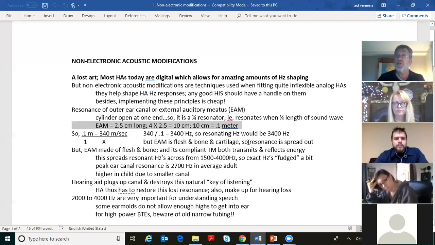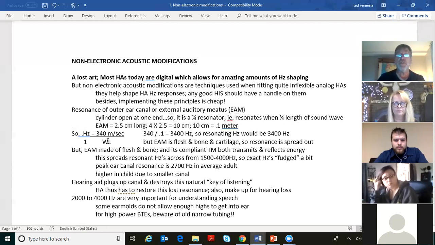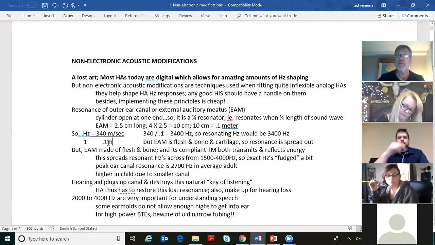Frequency is speed of sound divided by wavelength. So you could take this formula here and flip it around. You could just say this. Frequency equals speed of sound over wavelength. And what's the wavelength here? 0.1 meters. Okay? So 1 times 340 is 340. 340 divided by 0.1 is 3,400.